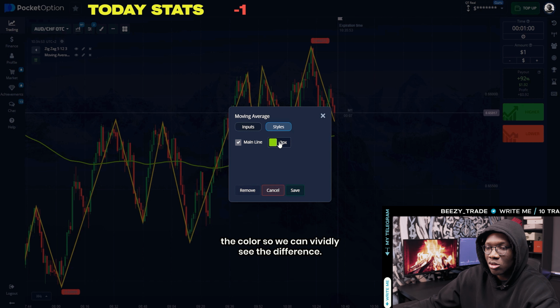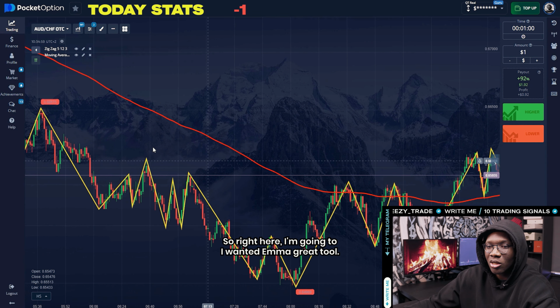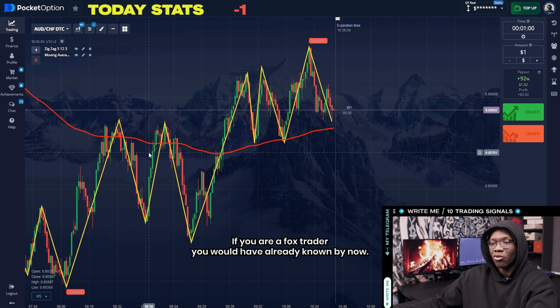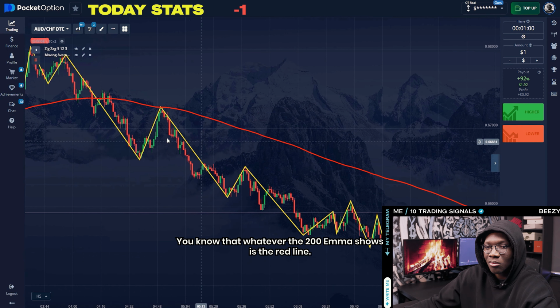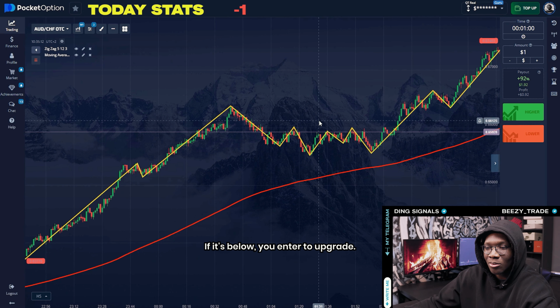We change the color so we can vividly see the difference. So right here, let me tell you why. The 200 EMA is a great tool. If you're a forex trader, you would have already known by now that whatever the 200 EMA shows is the red line. If it's below, you enter into an up trade.